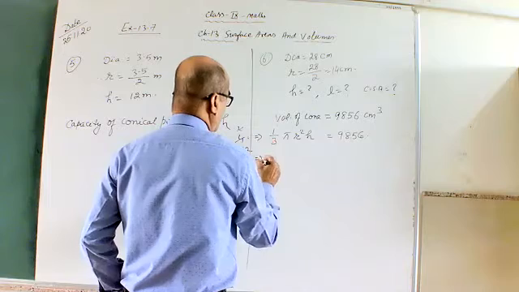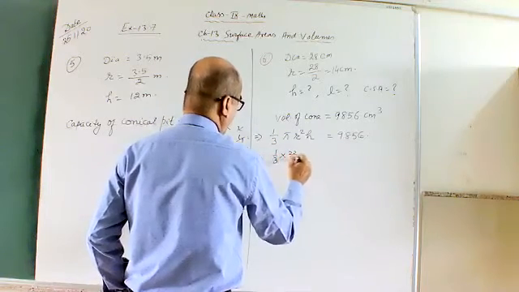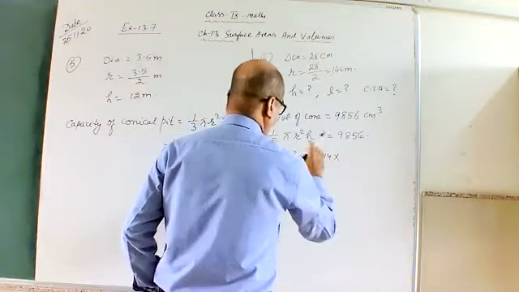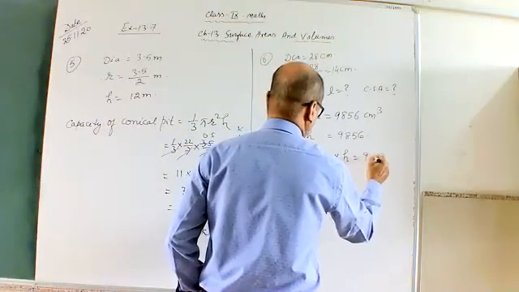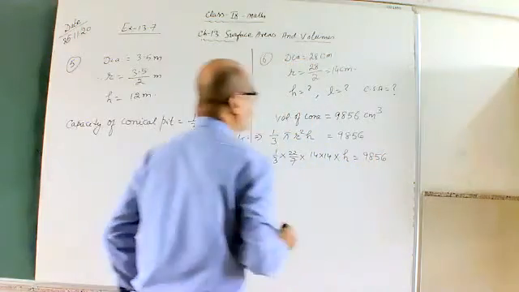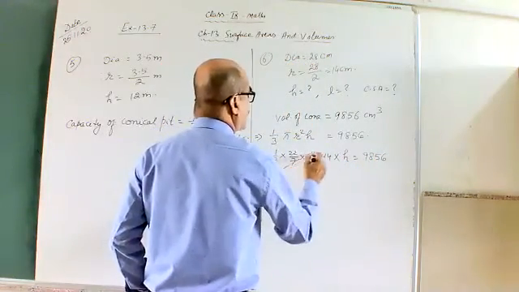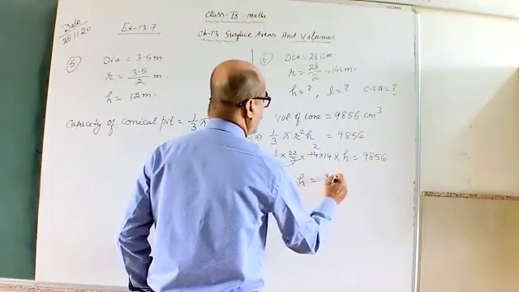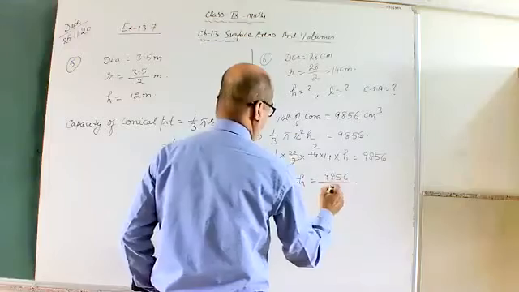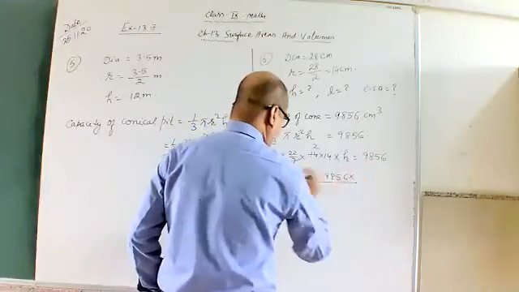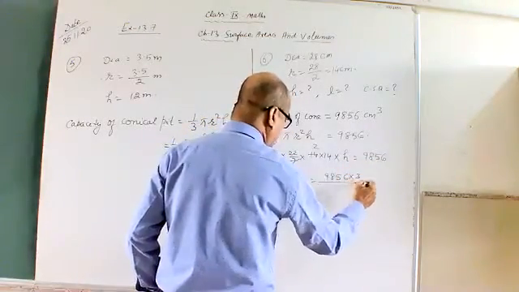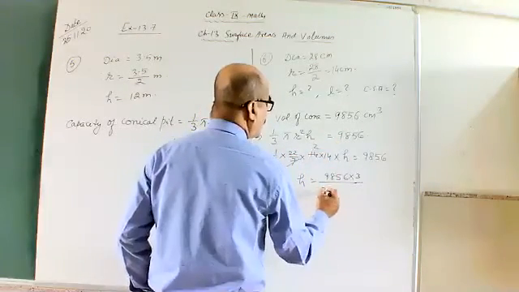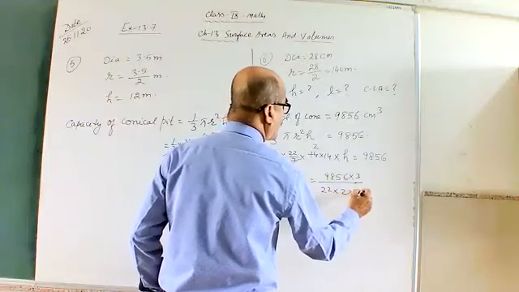So 1 by 3 into pi is 22 by 7, r is 14 into 14, and h is unknown, equals 9856. Okay, so you cancel 7 with 14, and nothing else cancels. So h is equal to 9856 divided by 9856 into 3. This 3 will be transposed as multiplication, and the denominator will be 22 into 2 into 14.